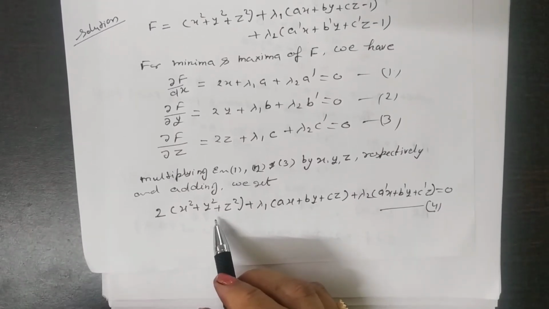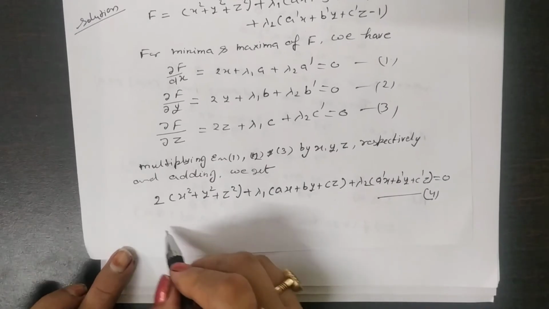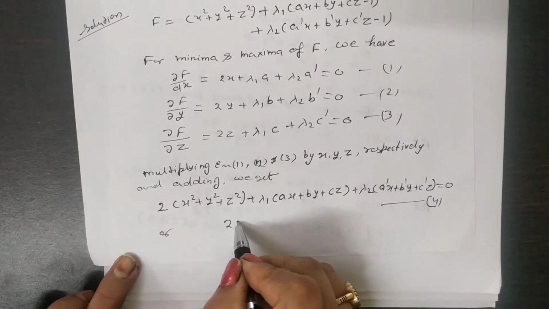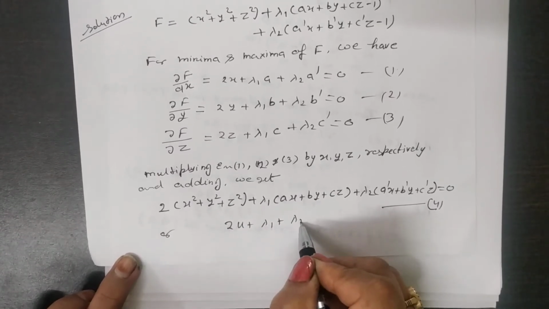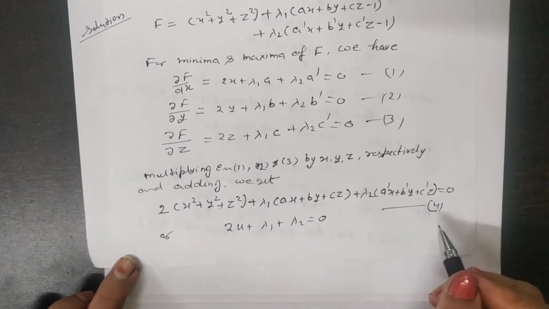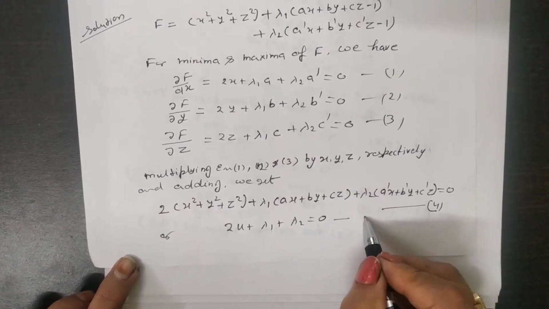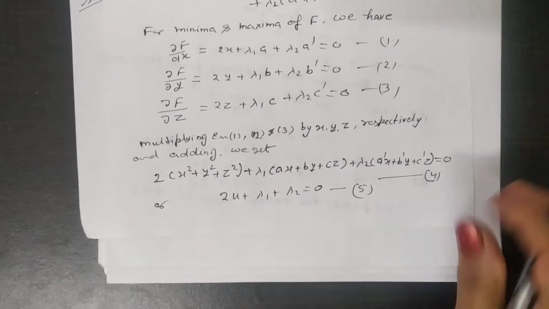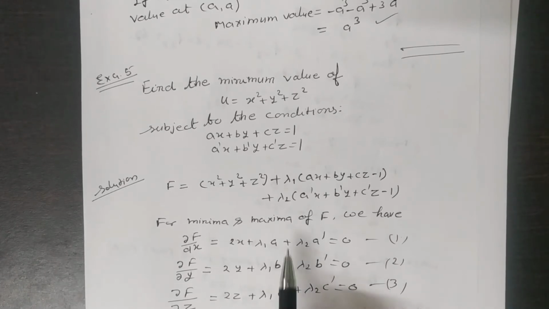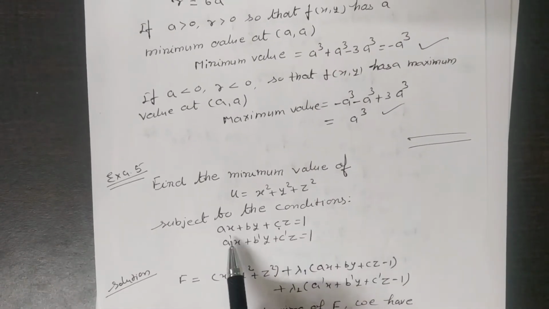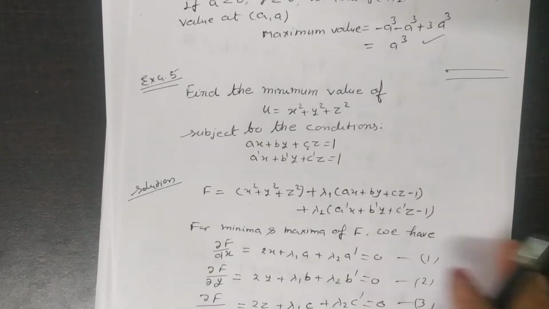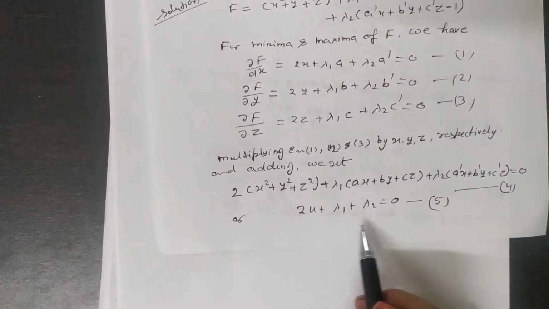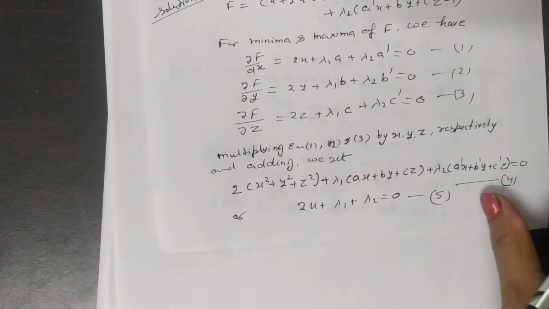Or you say that here we defined u, so this is 2 times u plus lambda 1 plus lambda 2 is equal to 0. This is equation number 5. Because here x square plus y square plus z square is given as u, ax plus by plus cz is 1, and a dash x plus b dash y plus c dash z is 1. So this can be written as 2u plus lambda 1 plus lambda 2 is equal to 0. Clear?